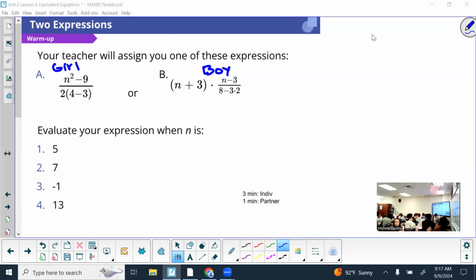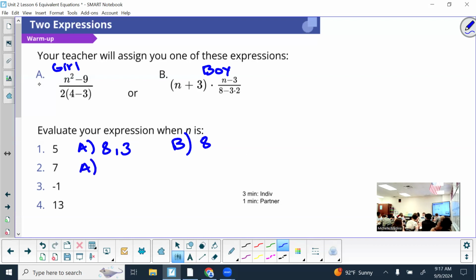So girls, please tell me what you got for expression A when you plugged in 5. Go ahead, Jordan. 8. Did anyone get something other than 8, ladies? Yes? 3. Any other answers other than that? So we'll see what's right in a minute. Boys, when you plugged in 5 to expression B, what did we get? Any other answers other than 8? So you either got nothing at all or you all got 8, is what you're saying.